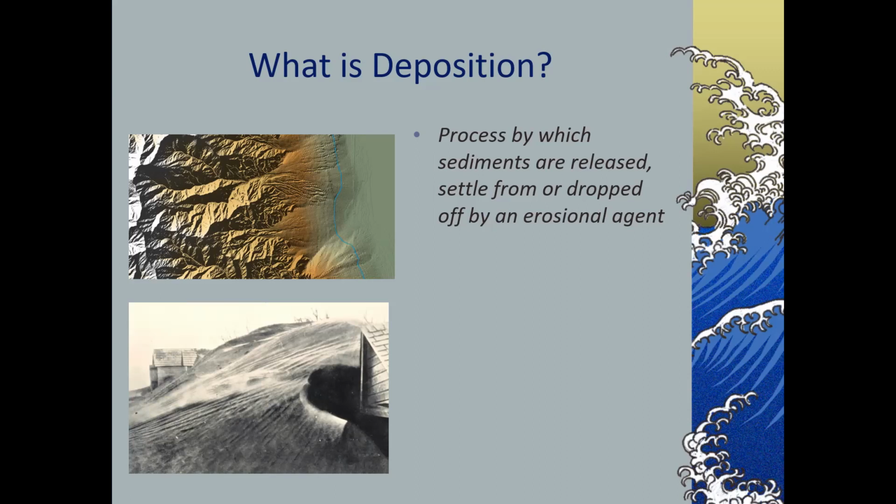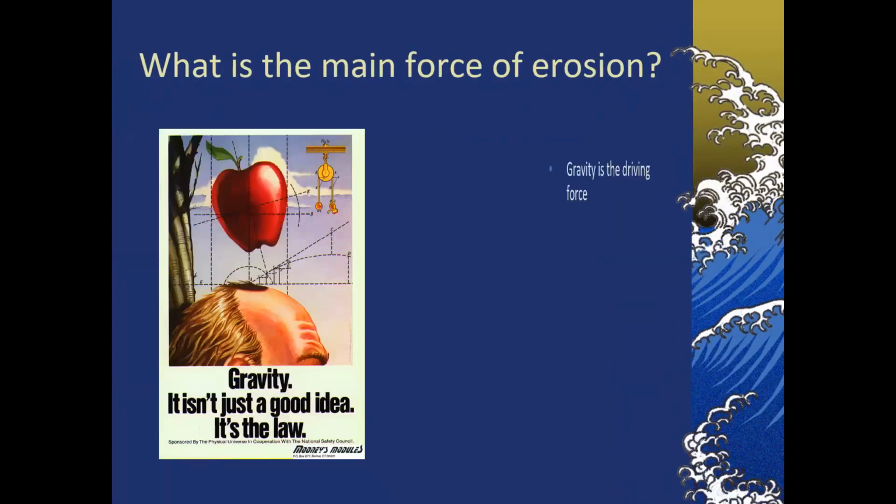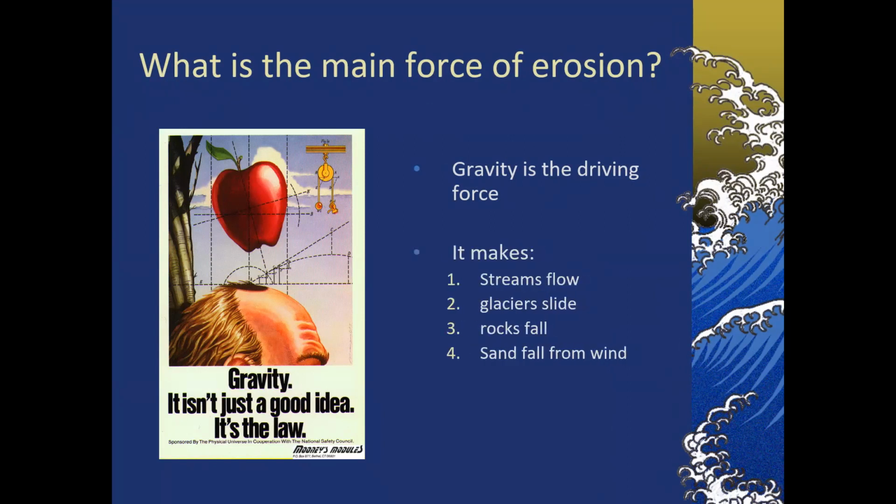Why does water flow down a river? Why do glaciers slide down a mountain? And why would sand fall from the wind? Well, that is gravity. Gravity is the driving force of all erosion. Yes, it's its own agent of erosion, but without gravity, we wouldn't have any.